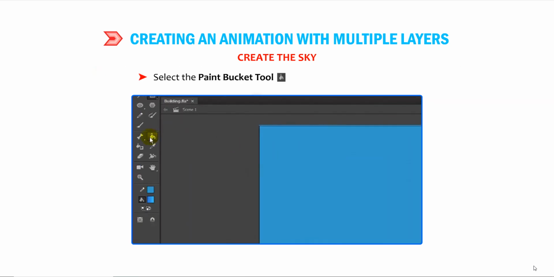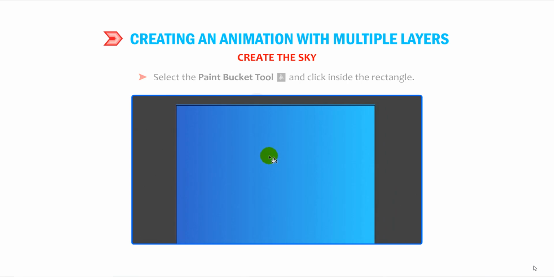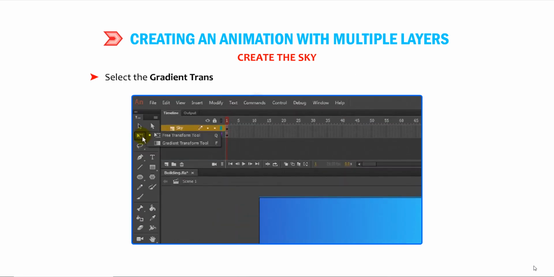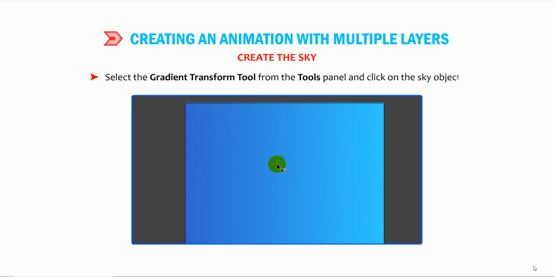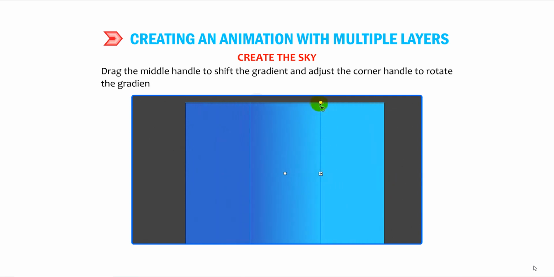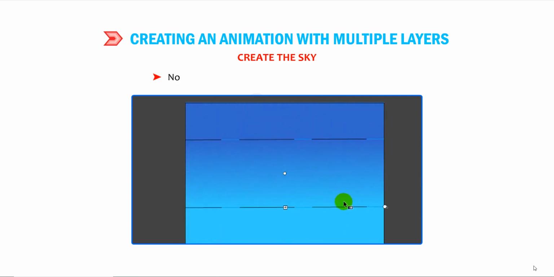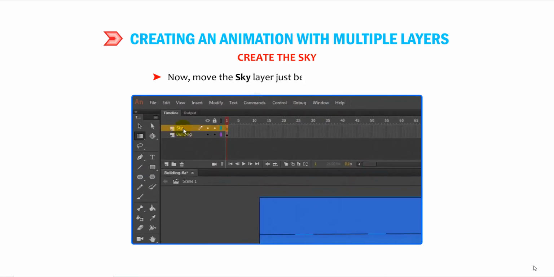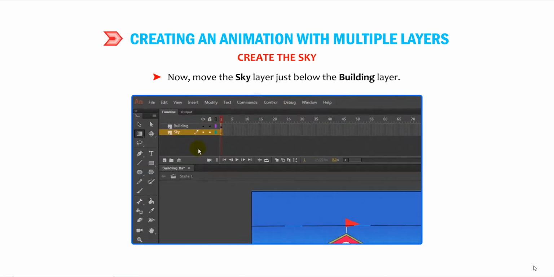Select the Paint Bucket tool and click inside the rectangle. Select the Gradient Transform tool from the Tools panel and click on the Sky object. Drag the middle handle to shift the gradient and adjust the corner handle to rotate the gradient. Now, move the sky layer just below the building layer.